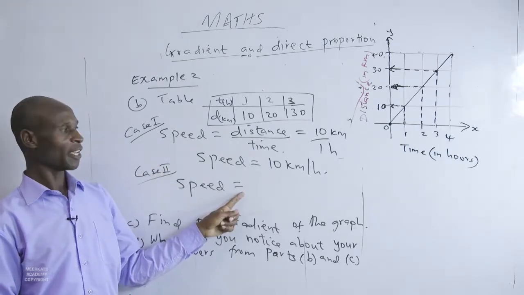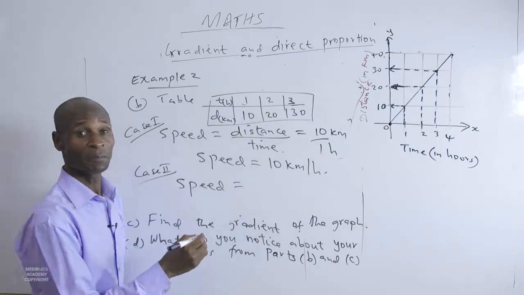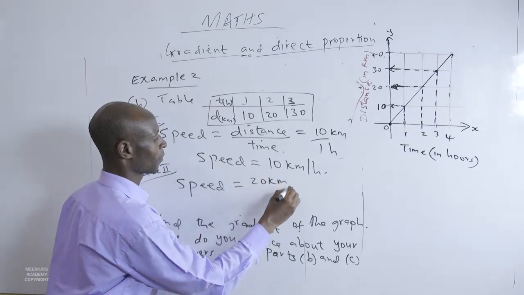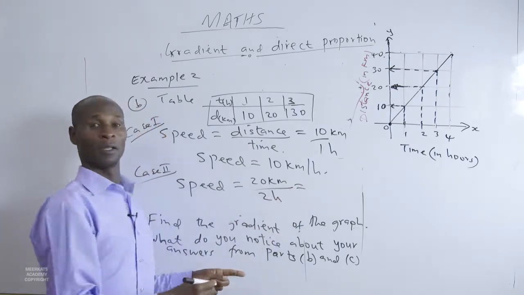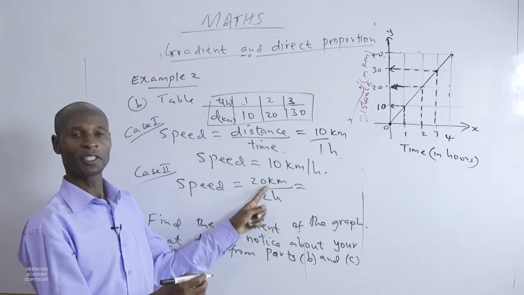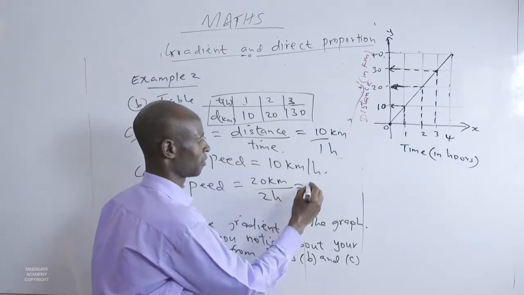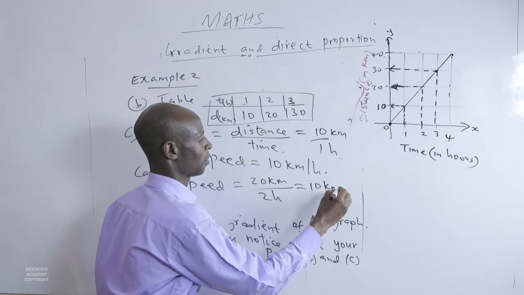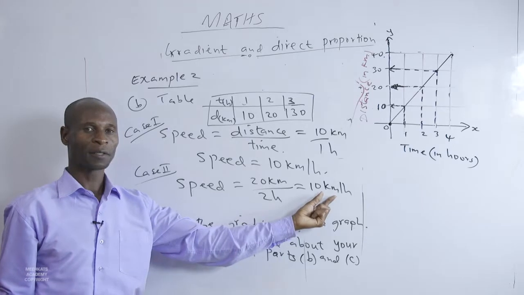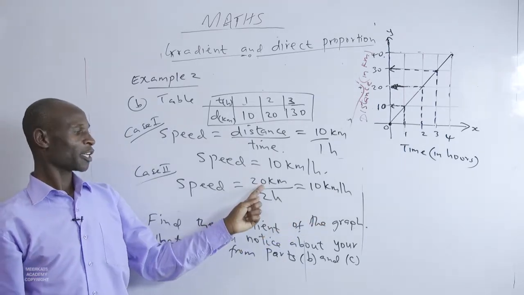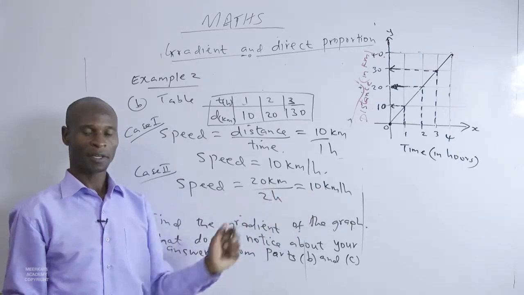When you use the second case, distance is 20 and time is 2 hours. That reduces to 20 divided by 2, which is equivalent to 10. Speed is measured in kilometers per hour in this case, because you take 20 divided by 2 is 10 kilometers per hour.